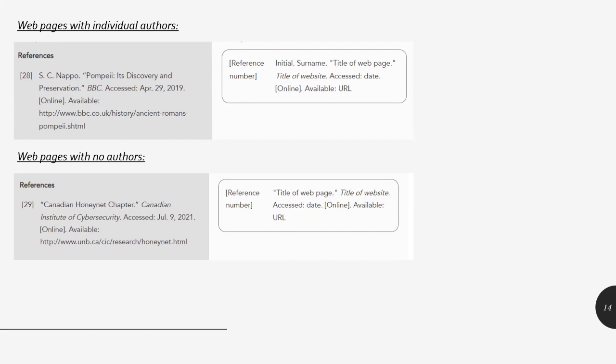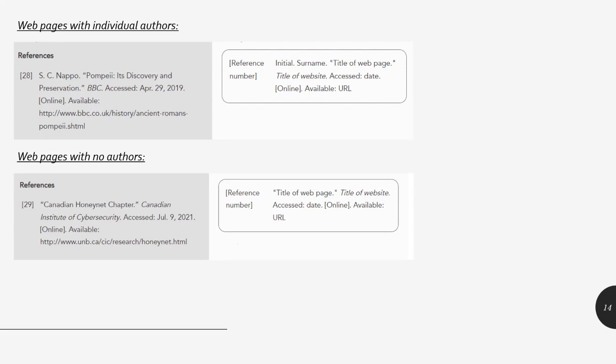So here what you need to remember is we still have the access date. We don't have the year in which the article was published. You have only the date on which you accessed the article. So reminder, when you're using information from a website or an online source, you never put the year of publication of the information. You always put the access date on which you accessed the information.